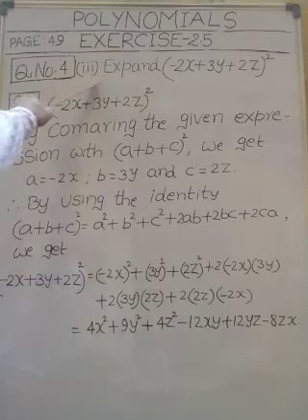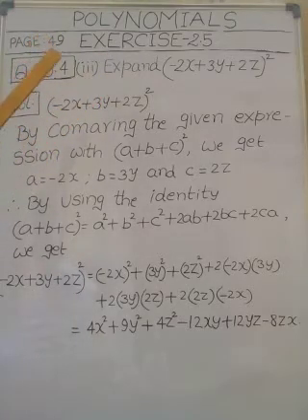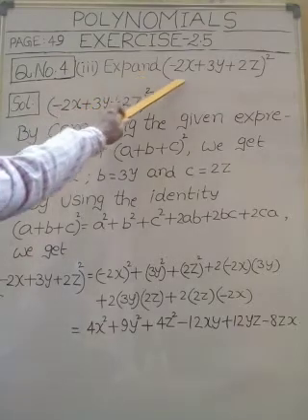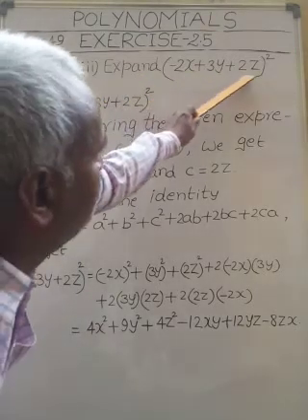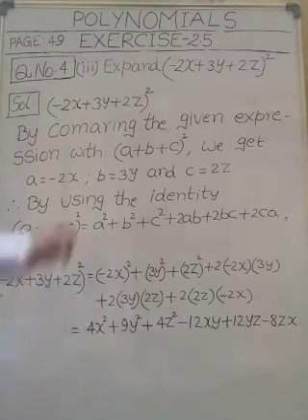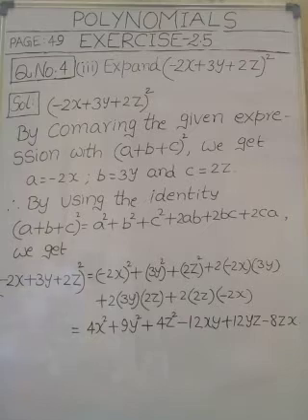See that third question, third part in this Roman number 4. Expand (minus 2x plus 3y plus 2z) whole square. We have to expand the expression with the help of a suitable algebraic identity. They will not mention it in the question, but by using the suitable identity, we have to expand this expression. Okay, my dear children, right.